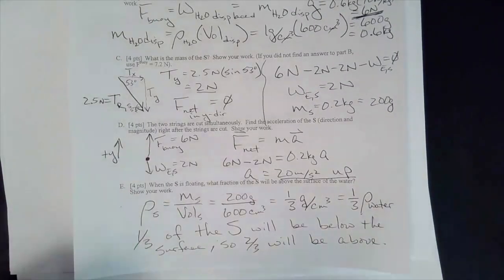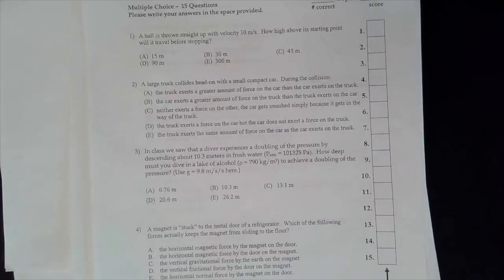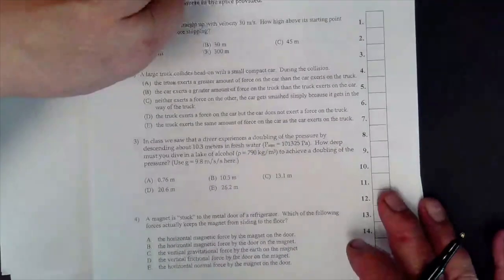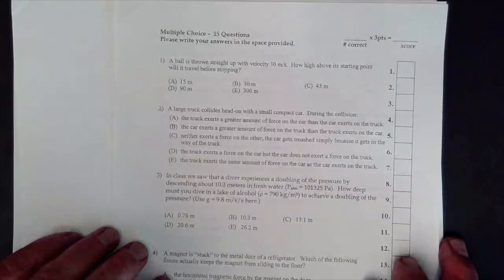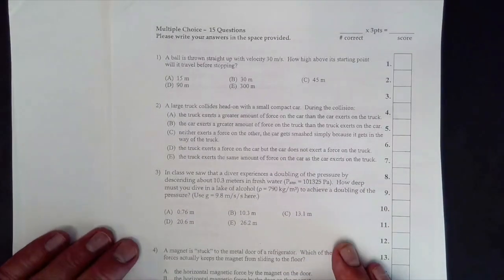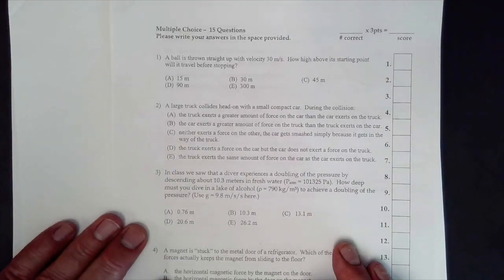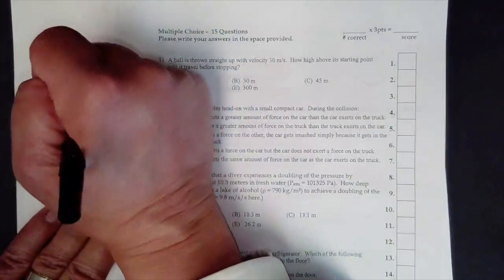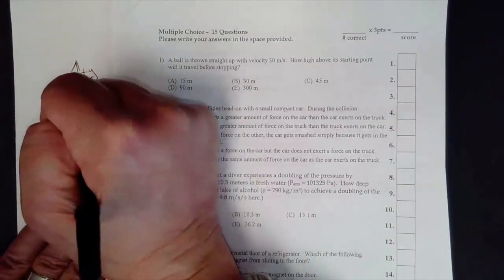Okay, let's stop here. Okay, let's look at these multiple choice questions. This first question: a ball is thrown straight up with a velocity of 30 meters per second. How high above the starting point will it travel before stopping? This is a linear kinematics problem. Let's choose up to be the positive y direction and down to be the negative y direction.